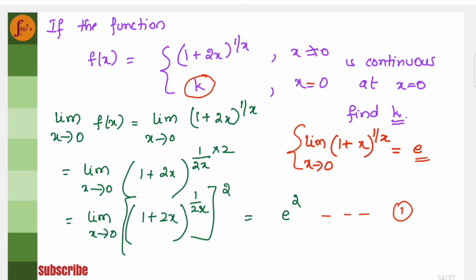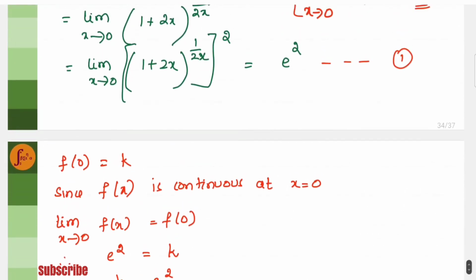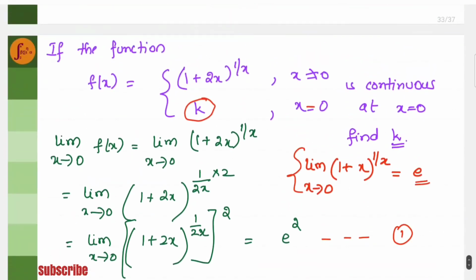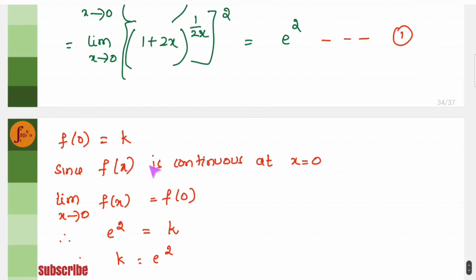Second expression is k. So second expression f of 0 is k. They've already told us. We'll have to find this value. They have told that it is continuous already. If it is continuous, it means limit of f of x is equal to f of 0. Both these expressions should give the same limit value. That is, what limit value you get when you evaluate this, and this should be same. That is why they are telling it as continuous. So we'll have to equate equation 1 to equation 2.